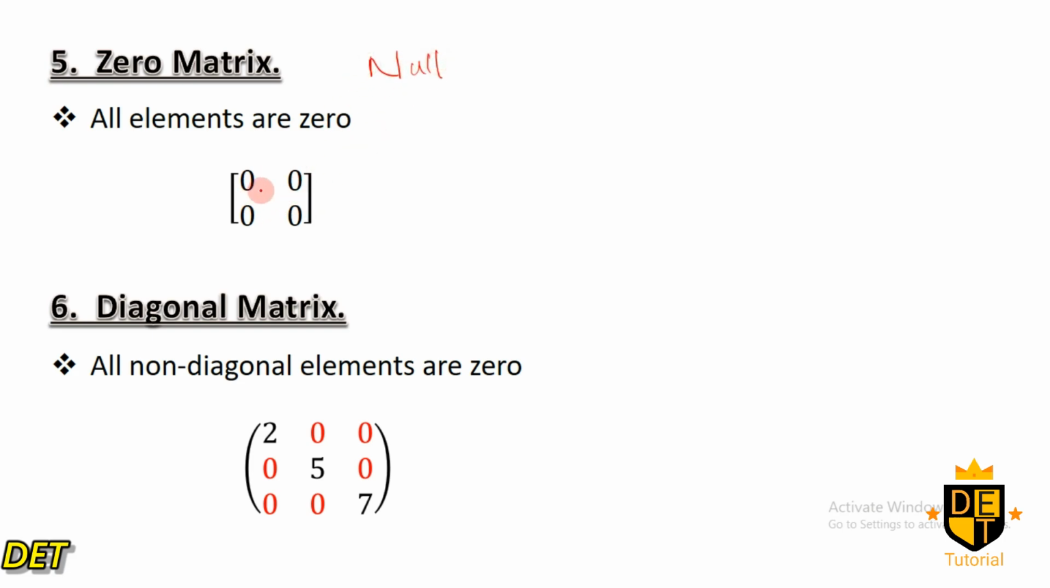So in a zero matrix, all the elements are what? Zero. So you can see that all the elements in this matrix are zero. And that is why it is what? A zero matrix.